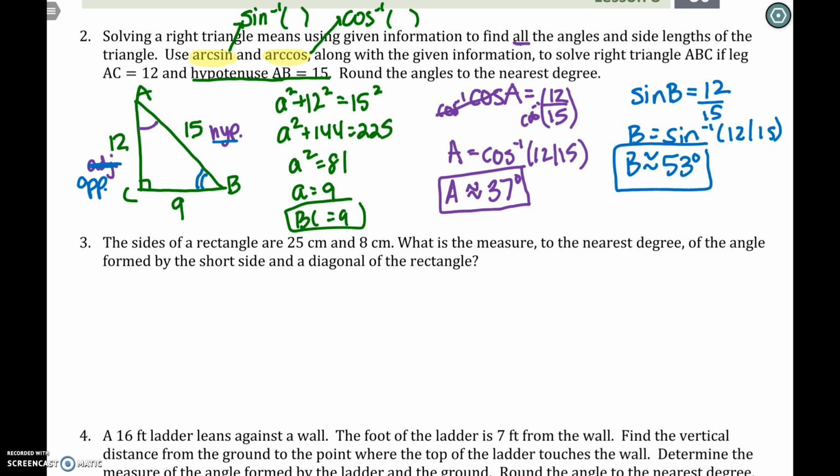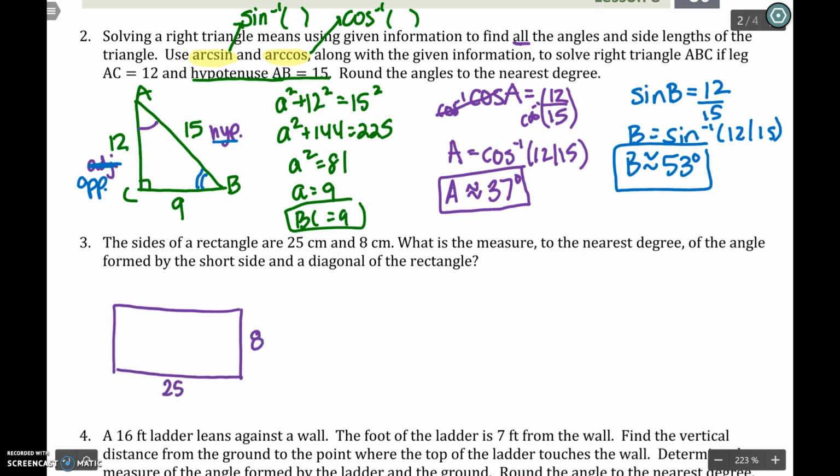All right, number 3. The sides of a rectangle are 25 centimeters and 8 centimeters. So I'm going to draw this so that this is the 25 and this is the 8 because it looks better. What is the measure to the nearest degree of the angle formed by the short side and the diagonal? So I'm going to draw one diagonal in there. The angle formed by the shorter of the two and the diagonal. So they want me to find this angle here. That's the angle I'm looking for.